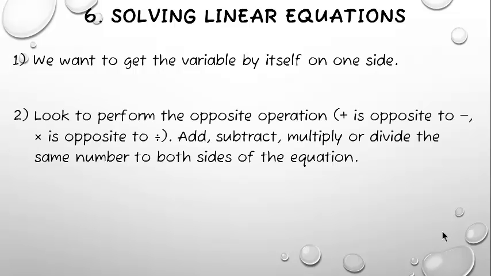Okay. The way we do this is look at performing opposite operations. So adding is an opposite operation to subtracting. Multiplying is opposite to division. Now when we talk about opposite, it means we get back to our starting point. So if I'm starting at 0 and I add 2, I end up with 2. To get back to that starting point, which was 0, I subtract 2.